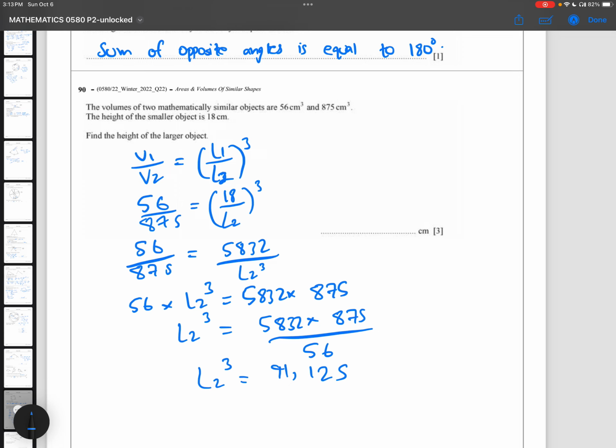This is the value of L2 cube, but I need L2, not L2 cube. So I will have to remove the cube. In order to do that, I will take the cube root of 91,125. This is equal to 45. The height of the larger object is 45 centimeters.